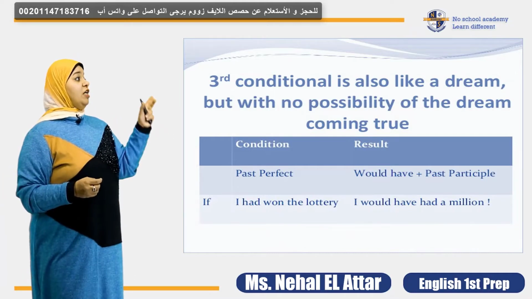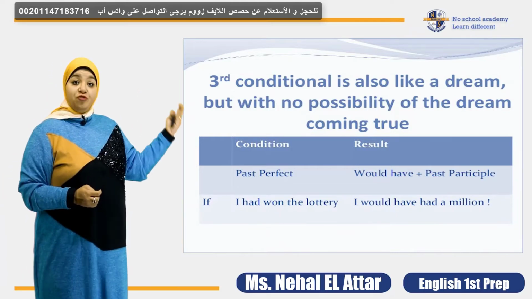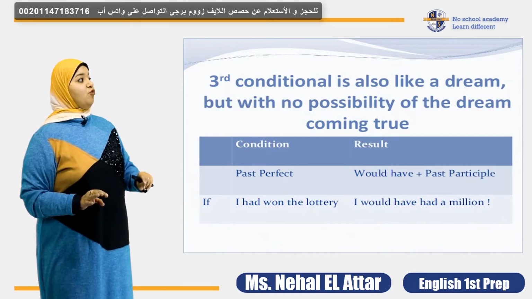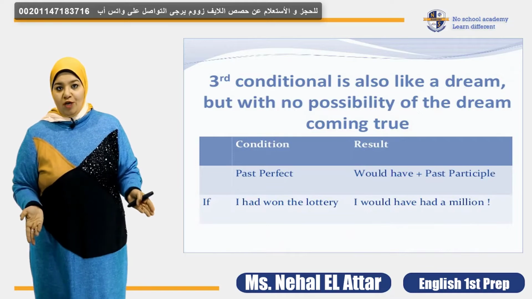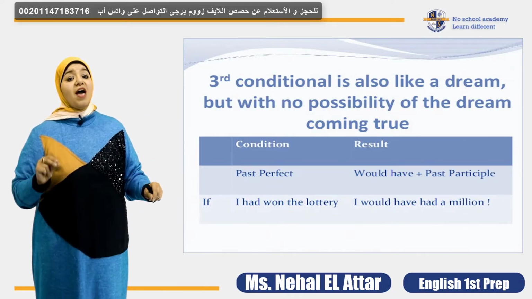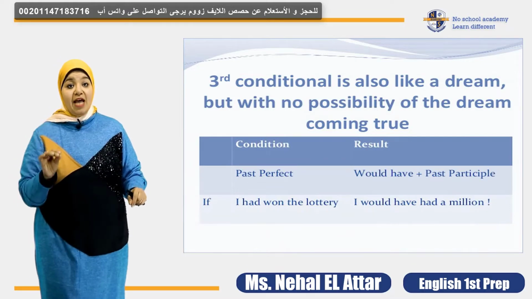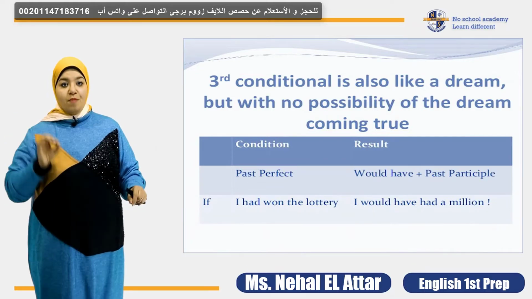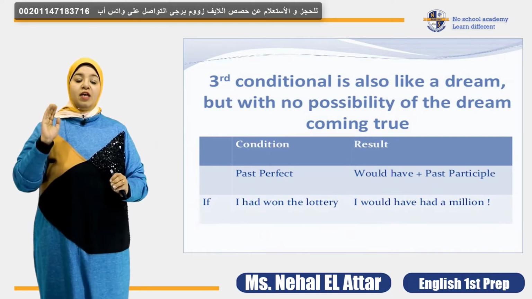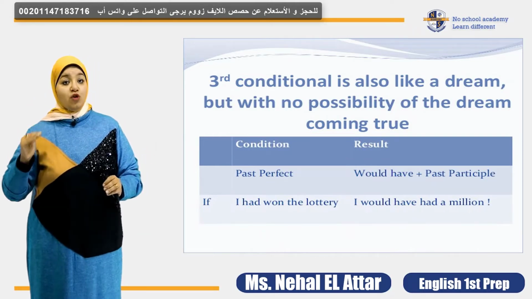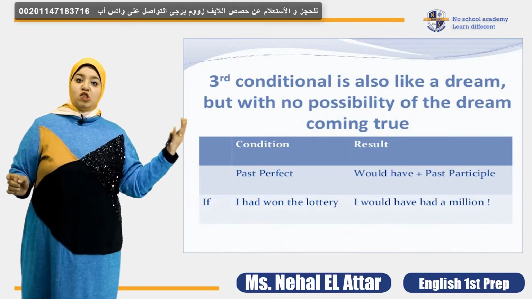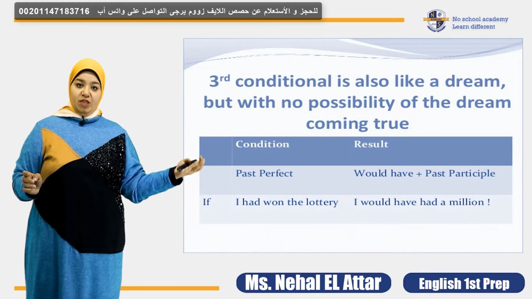So we have here an example to emphasize the form and the usage at the same time. Let's talk about the form. The rule itself says what? We start with if, then the subject, then past perfect. Again, past perfect, not past simple. In the side of if, we use past perfect. Then comma, subject, would, could, might, plus have, plus past participle.